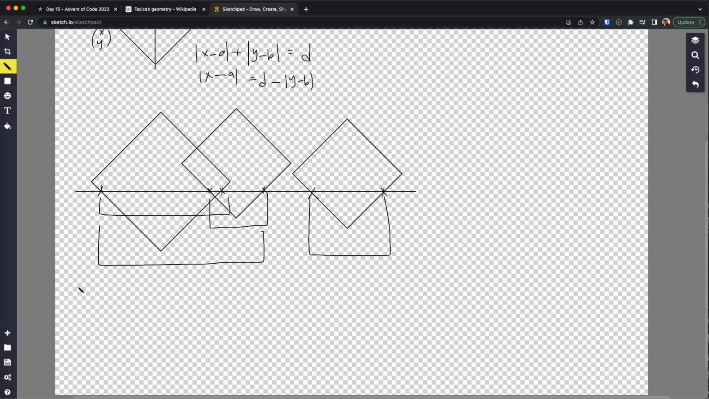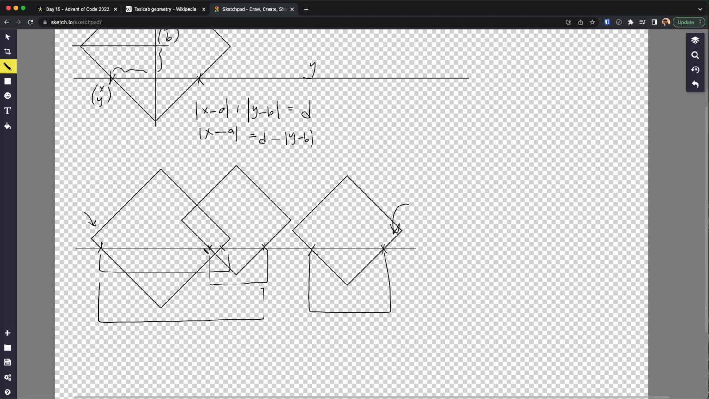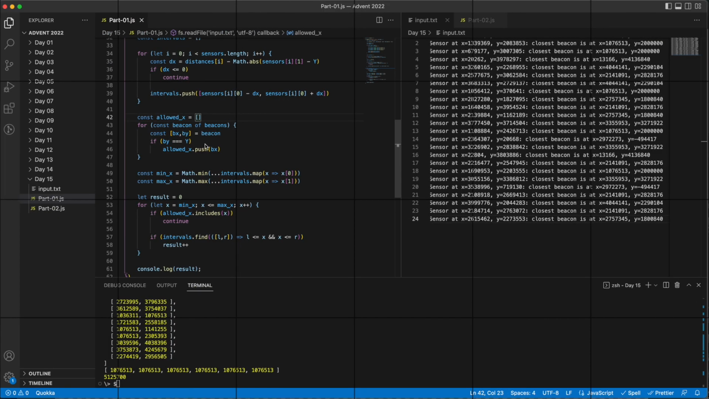To make life much easier, when I have all these coordinates or x's, I will get the minimum and the maximum, and then loop through every position and see if they are inside an interval. If they are, I will add them, and if they are a beacon, then I will not add them. So it will be something like this. So let's go to the code and see how I implemented that.